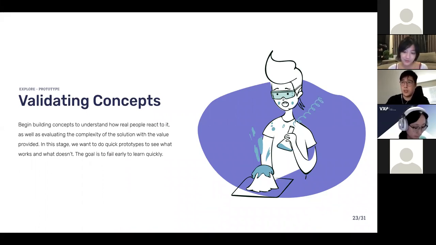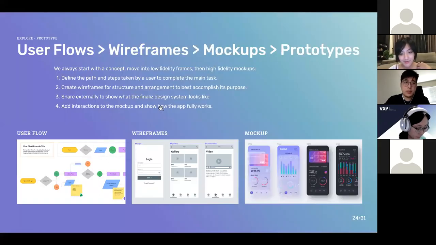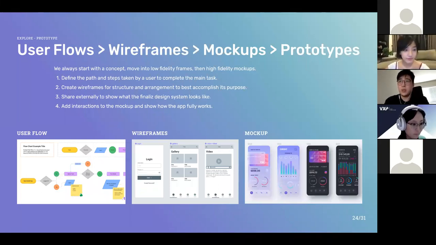And we always want to start off with the essence of the idea and build up its fidelity level. What that means is going from something very rough into something very detailed. So we always start off with user flows before we move into screens. We document the steps or the path that people take in order to complete one specific and main goal.